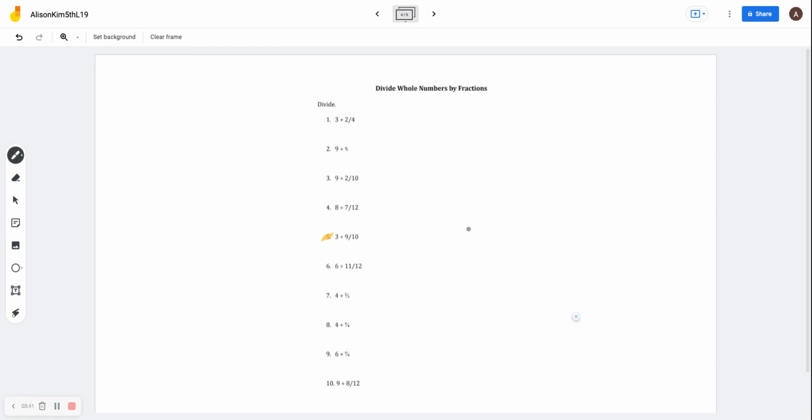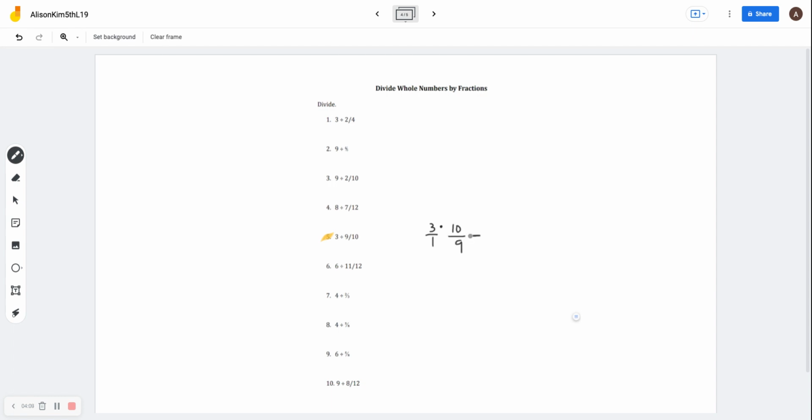Now we're going to be dividing whole numbers by fractions again. So number 5 gives us 3 divided by 9 over 10. So once again, 3 stays the same since it's the dividend. Then the division sign turns into multiplication. I'm going to put a 1 under the 3, and then I multiply it by the reciprocal of 9 over 10, which will be 10 over 9.